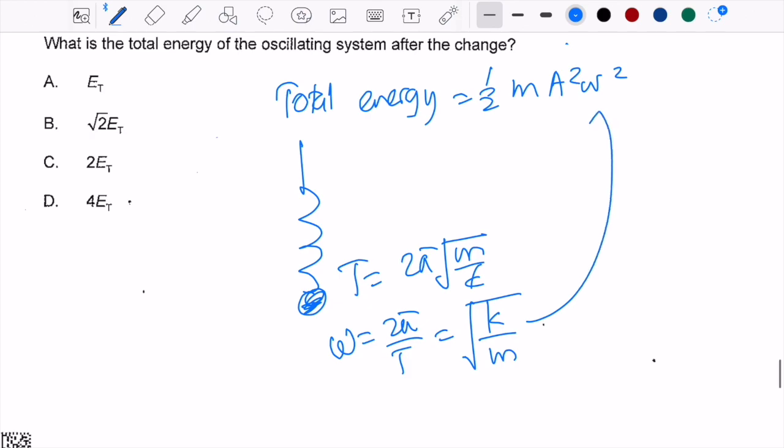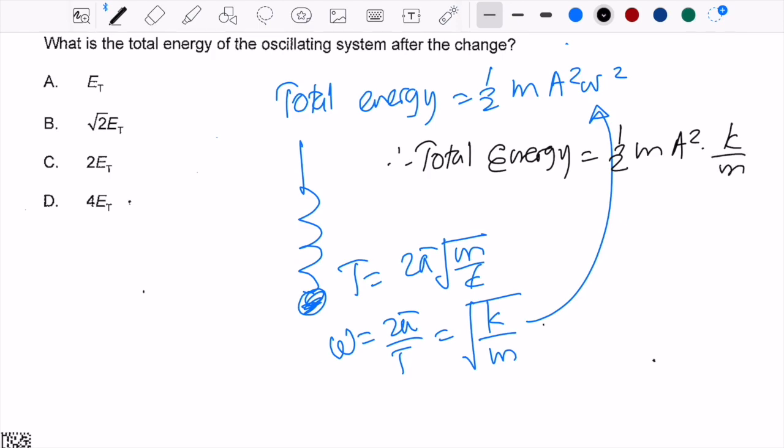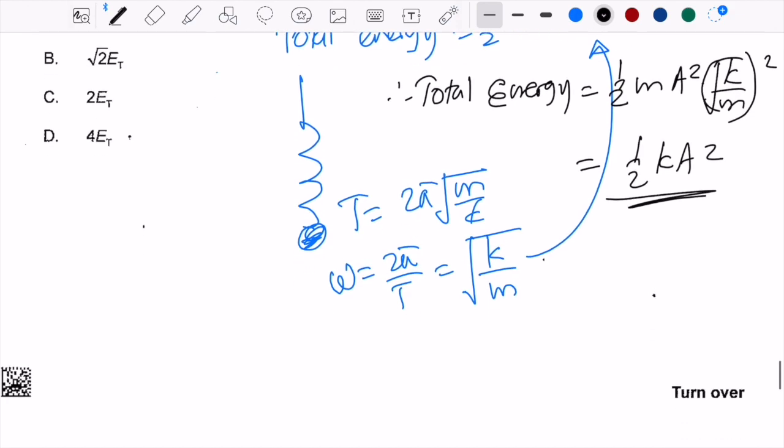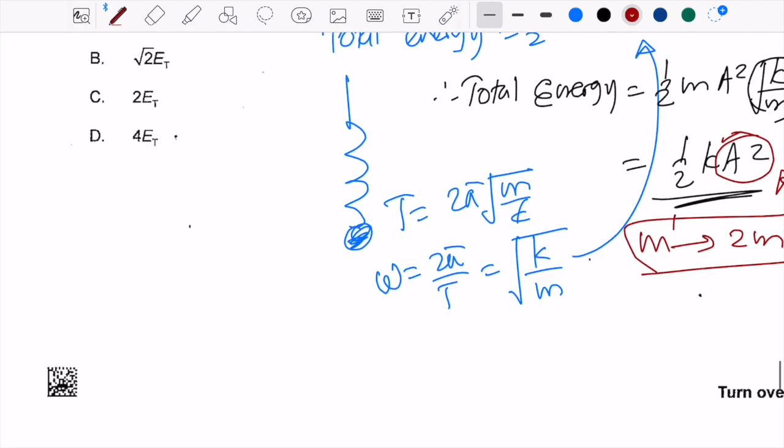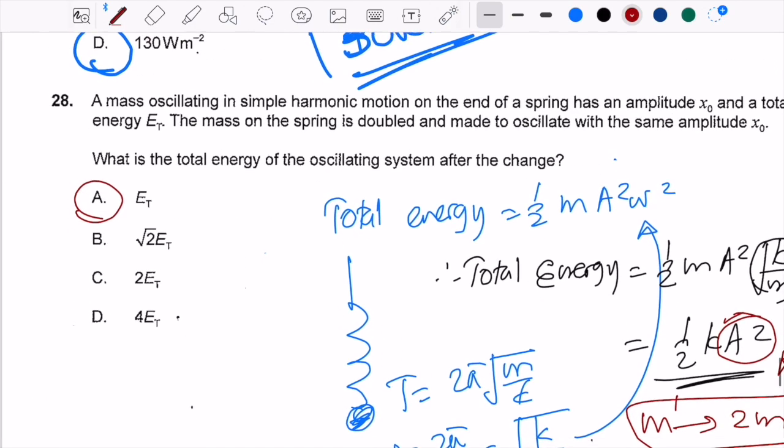Now let's put this in. The total energy of the system is half m a squared omega squared, with omega as the square root of k over m, squared. If you check this carefully, you will end up with half k a squared. Now they say they change the mass to twice, but that has nothing to do with this equation, right? This is about the spring constant and amplitude. They don't change, so the total energy should remain the same. The answer for question number 28 is A.